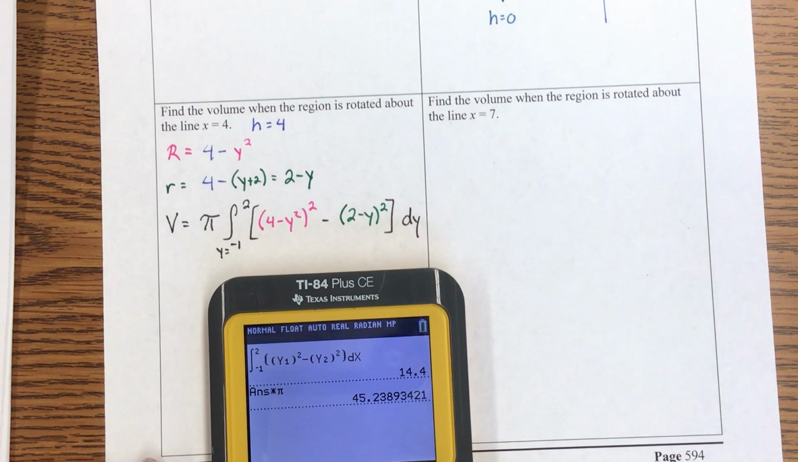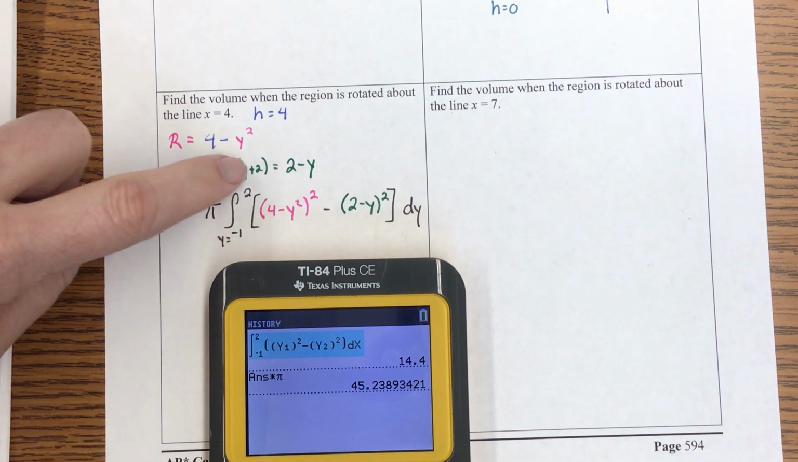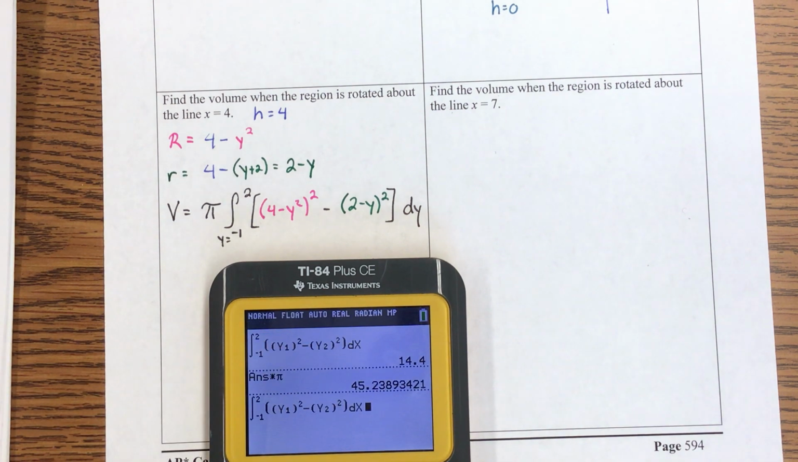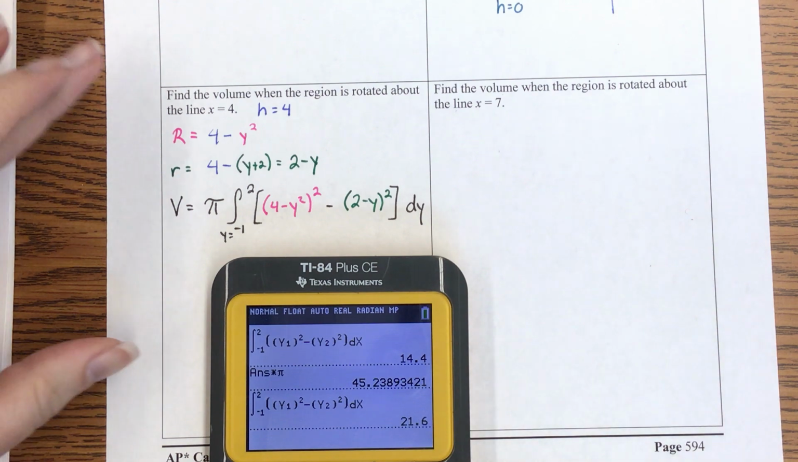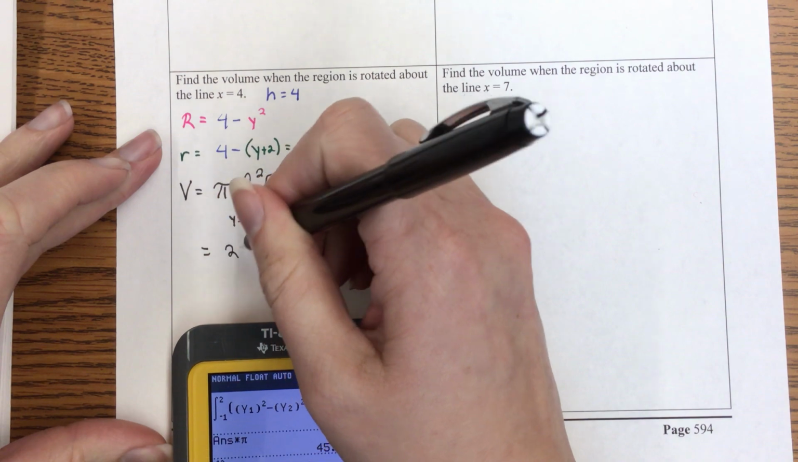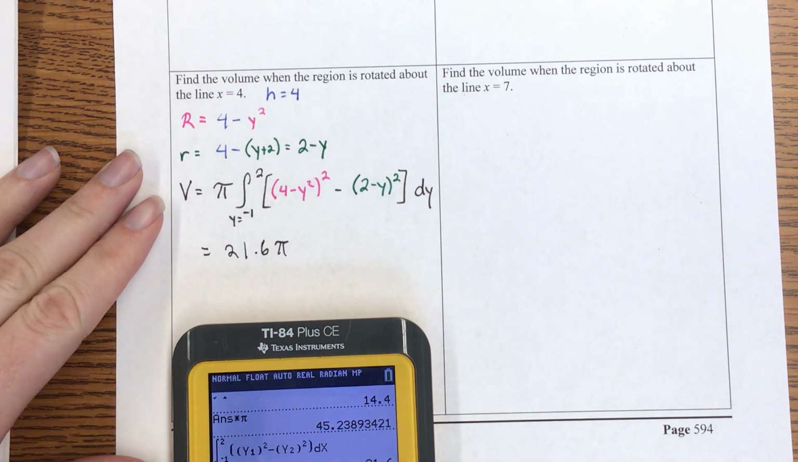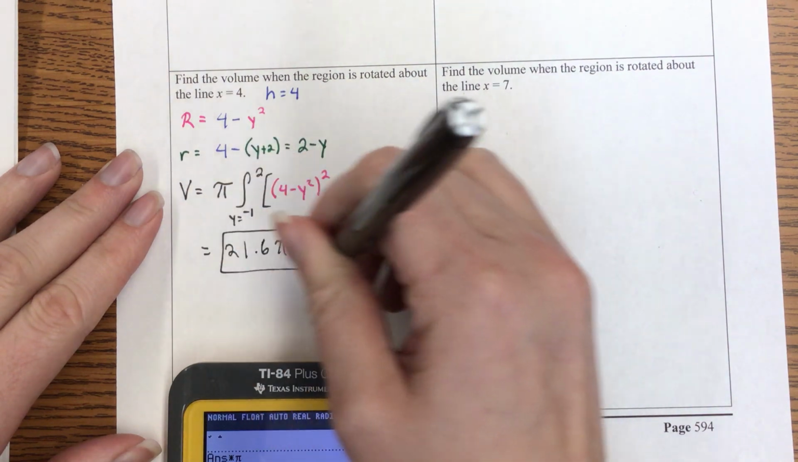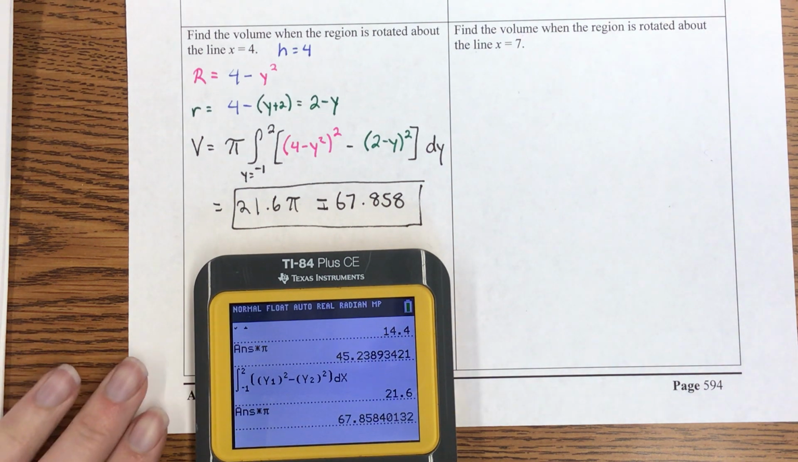I'm going to quit that out, and then I'm going to use the up arrow a few times and highlight this because we are plugging it in with the exact same information. And now y1 and y2 are the correct functions. Hit enter once, and you get it down here again. Hit enter again, and we get 21.6. So our volume is 21.6 pi, times pi is 67.858. Either answer is correct. Nice. One more time. See if you can pause and get the same exact answer that I get.